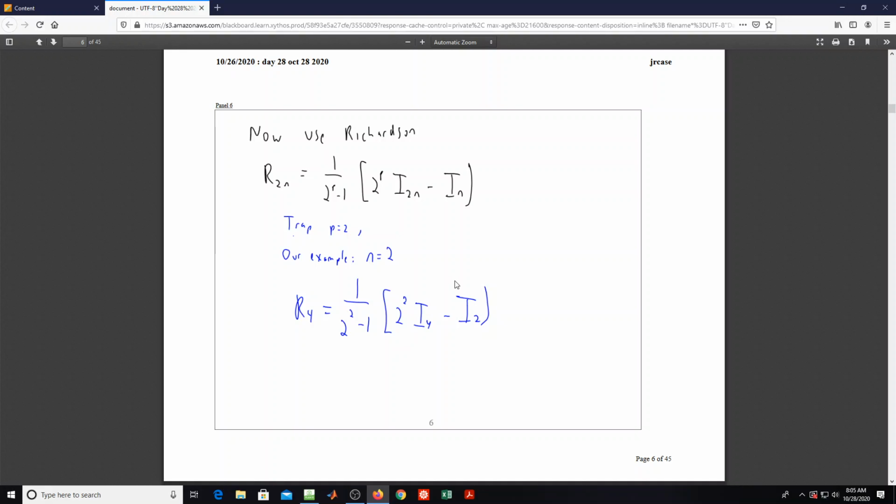So we're going to use Richardson. In our example, we're using a trapezoidal rule with p equals 2, and we're using our order of n equals 2. So R4, that stands for Romberg, will be 1 over 2 squared minus 1 times 2 squared I4 minus I2. So we're going to take a weighted average of our previous terms. So this would be 1/3 times 4 times I4 minus I2.